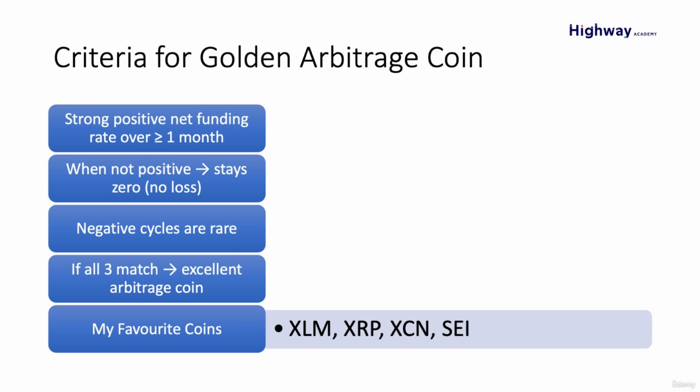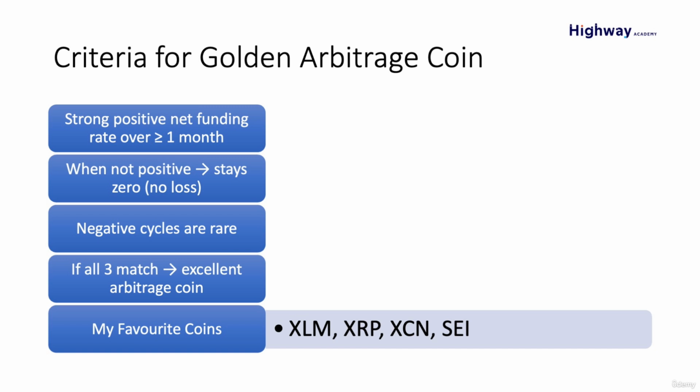And third, negative net funding cycles should be rare. A good arbitrage pair should spend most of its time either earning or staying neutral, and only very rarely dipping into negative territory. If a coin meets all three of these criteria, it becomes a strong candidate for a reliable, long-term funding rate arbitrage strategy.